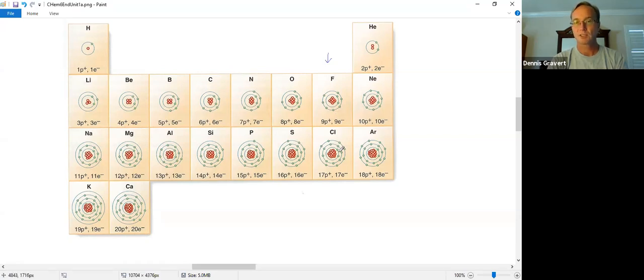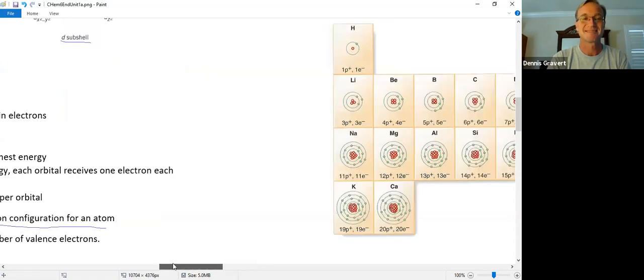Chlorine, first shell has 2 electrons. Second shell has 8. Third shell has 7. Wait, fluorine's last shell had 7. Chlorine's last shell has 7. 7 electrons on a surface behaves much differently than 6 electrons on the surface, or 8 electrons on the surface, or 3 electrons on the surface. So the surface of the atoms, the valence electrons, are going to determine the chemistry of the element. And elements in the same column have the same number of electrons on their surfaces, the same number of valence electrons.